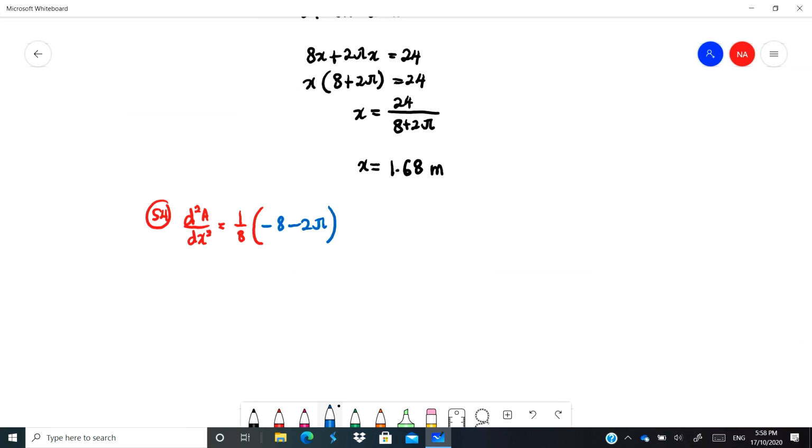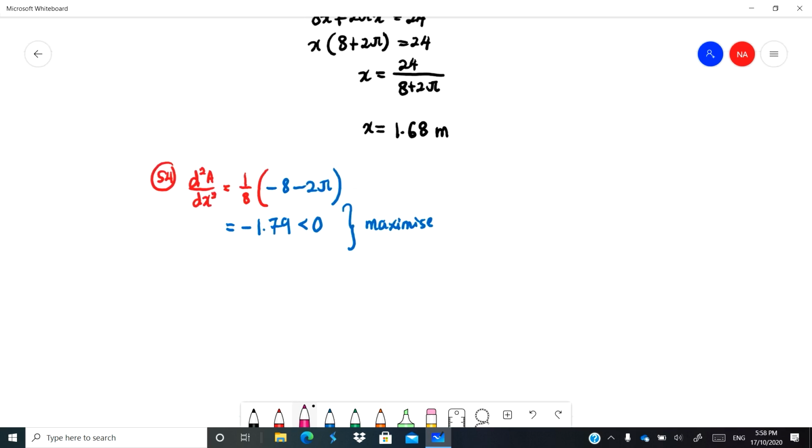We can simply find the value of this. 1 over 8 multiplied with negative 8 minus 2 pi, so I will get negative 1.79. We note that the value is less than 0, meaning that d squared A over dx squared is negative, so it will maximize the area. So firstly, we write that the dimension x equal to 1.68 meter will maximize the area.